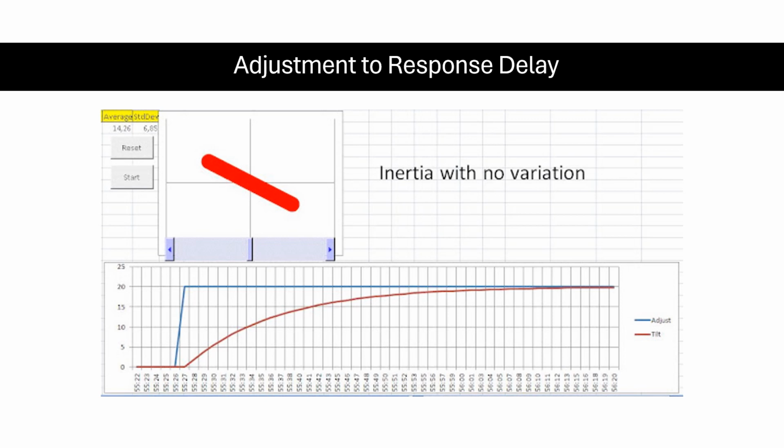When you try to control this process, the first thing you notice is that there is a delay between your adjustments and the tilt response. This is the result of inertia, the response is slow.